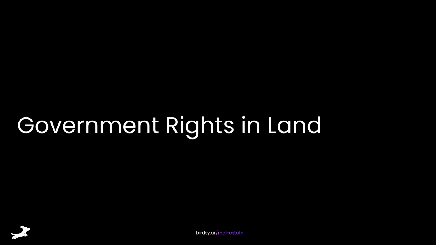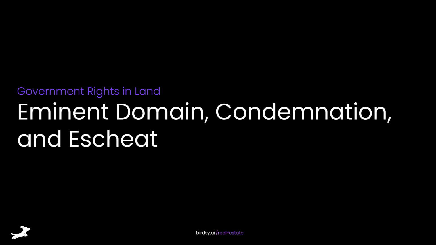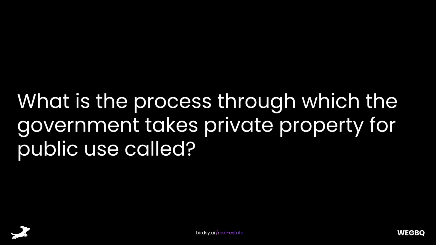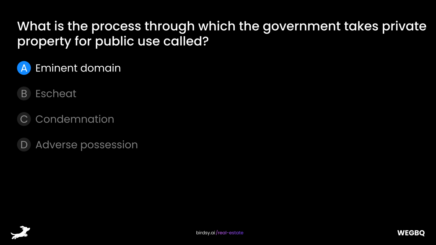Government rights in land. Eminent domain, condemnation, and escheat. What is the process through which the government takes private property for public use called? Is it A. Eminent domain, B. Escheat, C. Condemnation, or D. Adverse possession? The answer is A.